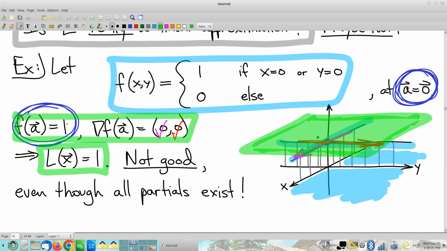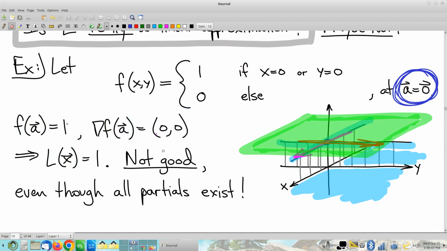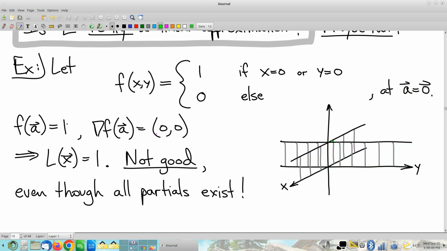I'm going to have to erase all of my coloring here so I can point out what's wrong with this. So let's imagine that I am approaching the origin from an angle kind of like that. Right.